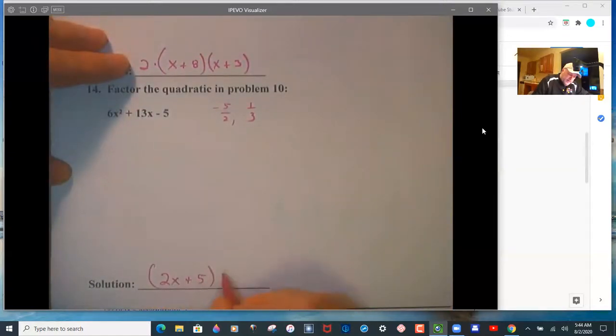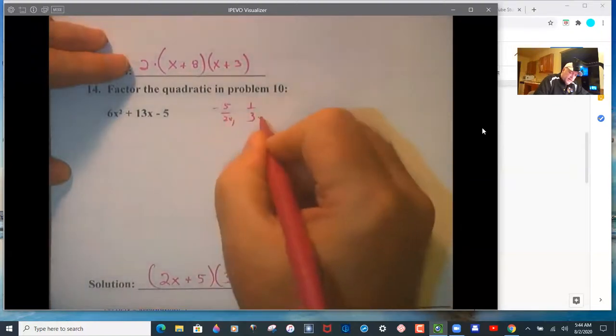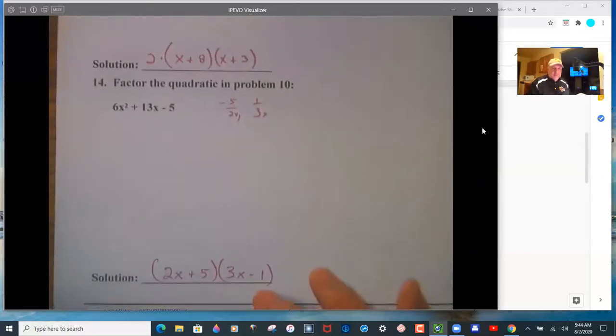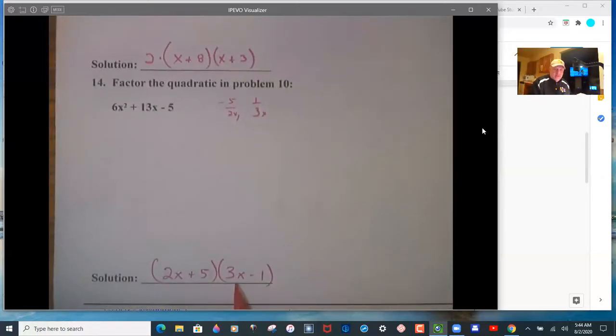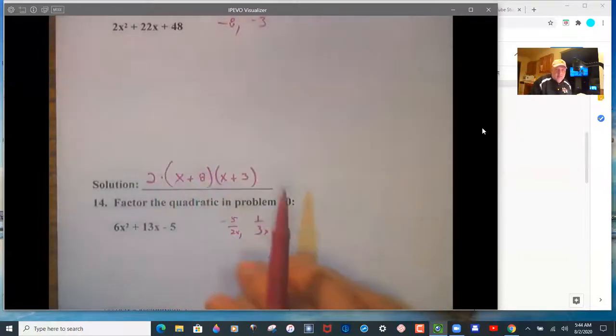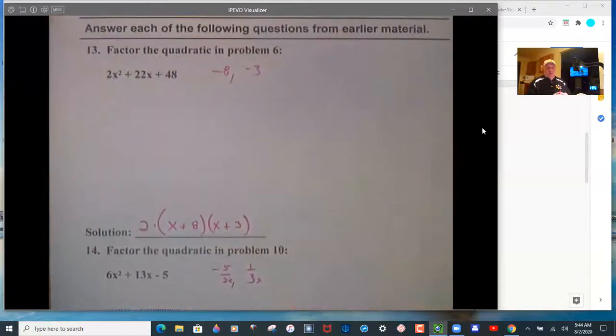So 2x plus 5 and 3x minus 1. Remember, it's the denominator times x, and then opposite sign, and then comes the numerator. And then don't forget to check for a common factor. So 2x times 3x is 6x squared. x times x is not 2x squared, so there must be a 2 in front.